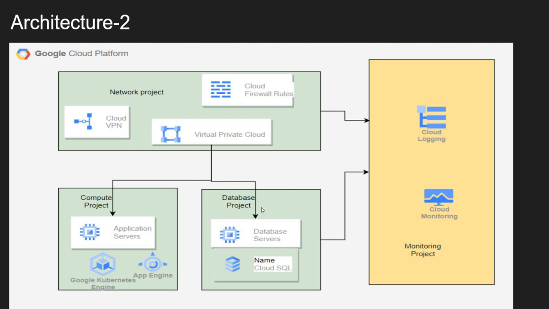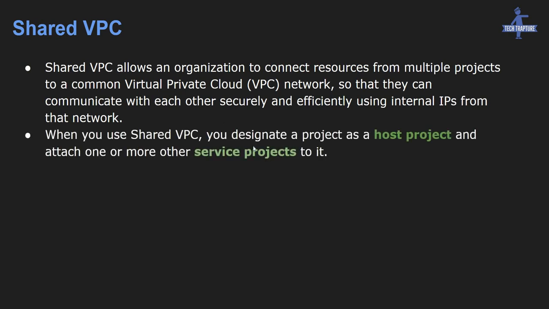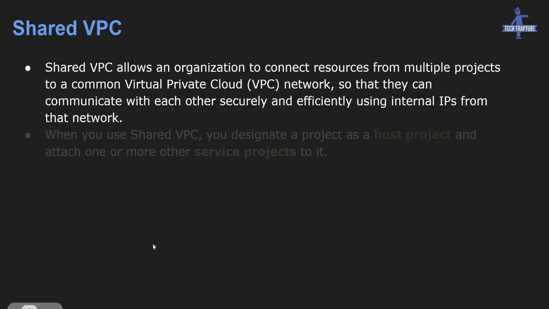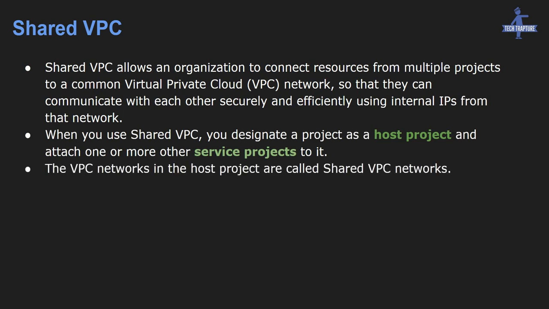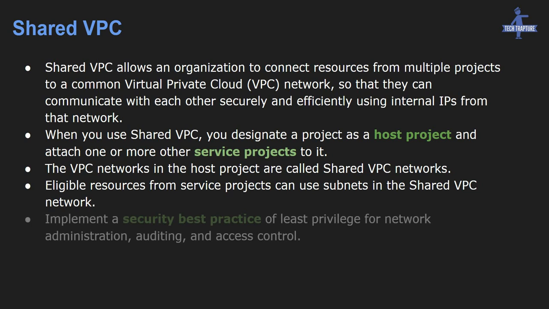So it's allowing multiple projects to connect to the shared VPC in the host project. Okay. So when you use a shared VPC, you designate a project as a host project and attach one or more other service projects. So again, I'll go back here. So you could see this will be my host project, and attached projects are called service projects. Okay. So the VPC networks in the host project are called shared VPC networks, and eligible resources from service projects can use subnets in the shared VPC network.